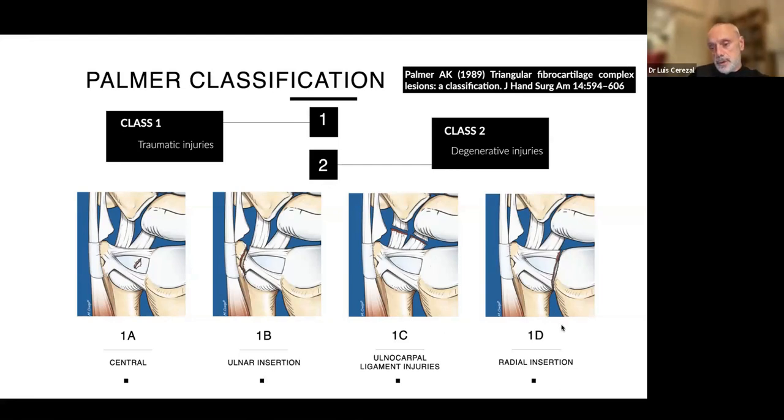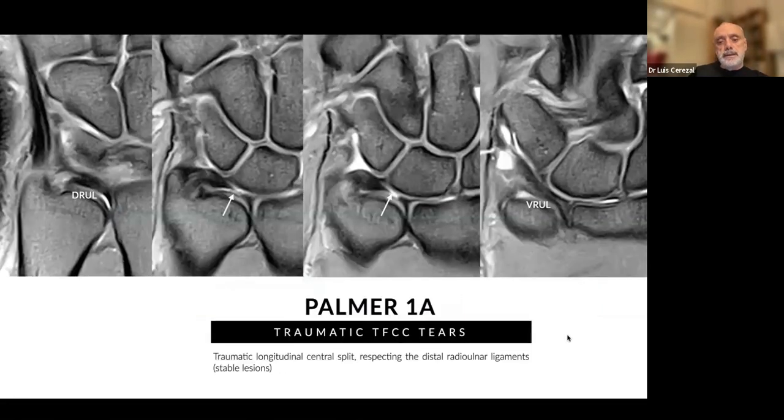And also an uncommon injury, but very easy to diagnose on MRI, is the Palmer class 1D, with different injuries of the radial insertion of the TFC on the sigmoid cavity of the radius. This is a really common injury, the Palmer class 1A traumatic injury, and we can see in the coronal, the most important images to evaluate the TFC.